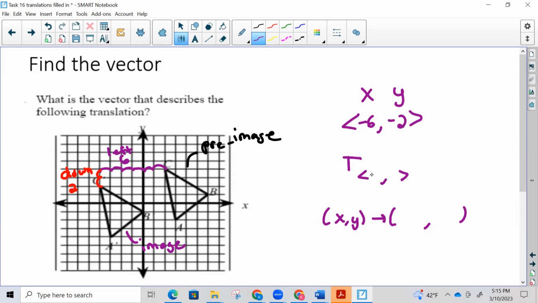Again, you could write it with the T and then put it as a subscript here. Or the other way to write it is you write (x, y) becomes, and then you would write it as (x - 6, y - 2). So I'm subtracting 6 from each X value to get my new image points. And I'm subtracting 2 from all the Y values to get my new image points. So these are 3 ways to write all of the same things, right? And that's how we describe the vector of a translation.